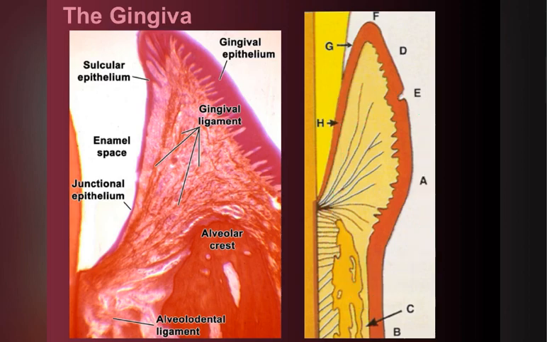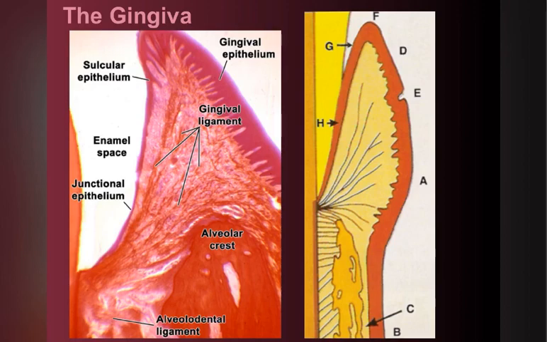And the attached gingiva has three parts. The first part of the attached gingiva is bound to enamel. Second part of attached gingiva is bound to cementum. The third part of the attached gingiva is bound to alveolar bone.